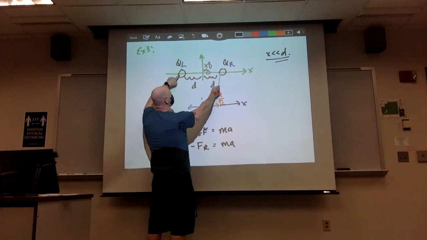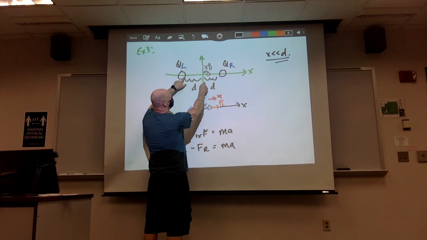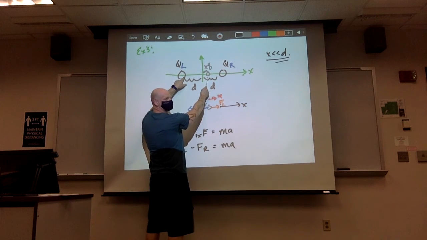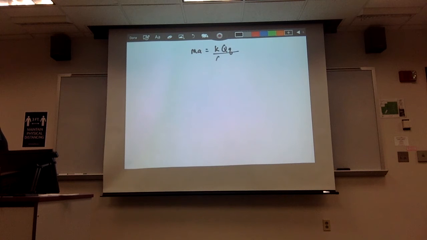So it's K times Q divided by the distance between the two. The distance between the two is the distance from here to here. So this is the distance of D, and this is our distance of little x. Then this total distance between the two is what? D plus x. So it's going to be divided by D plus x quantity squared.